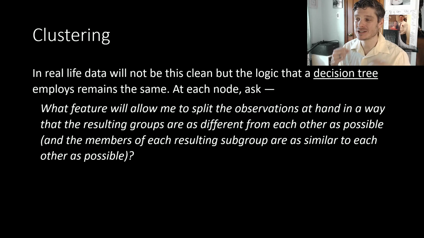But again, the main idea behind our decision tree algorithm is that at each node, each time we look at our sample, we ask, what feature is going to allow me to split these observations in a way that makes the groups as different from each other as possible, and also makes sure that the members of each group, of each cluster, are as similar to each other as possible. And again, there's not going to be just one way to do this. There's not just one way to classify. But it is an important idea when it comes to creating different types of machine learning algorithms to sort our data for us.